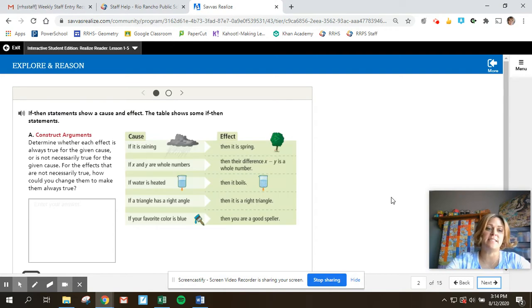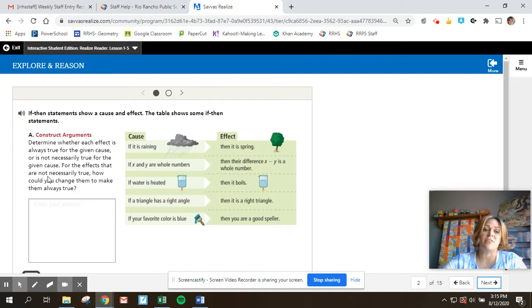Okay, it says if-then statements show a cause and effect. The table shows some if-then statements. So if it's raining, then it's spring. So we're going to determine if these actually cause. Does the rain cause spring to happen? Is it always true? Is it sometimes true? Could you change it? So it says determine whether each effect is always true for the given cause or is not necessarily true for the given cause.